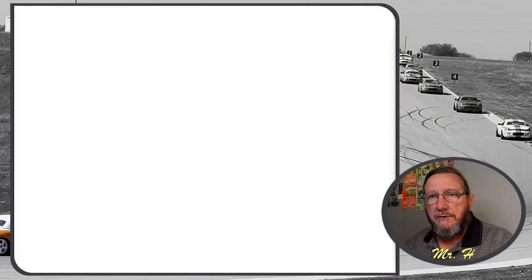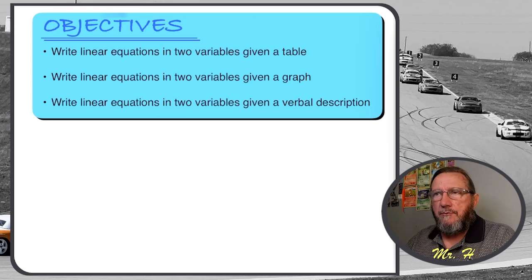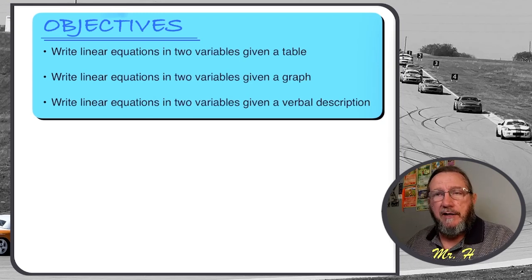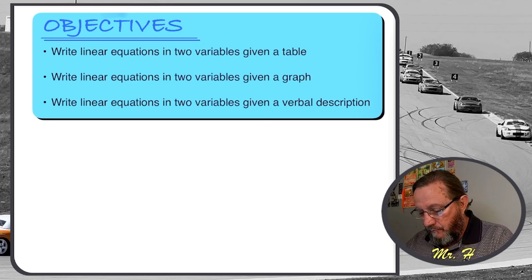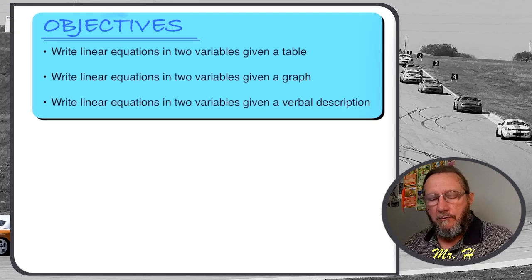Now, before we get started, let's take a look at what it is we have been studying here in Module 6. The first thing that's going to appear here on our screen are the objectives. Remember that we talked about writing linear equations given 3 different types of scenarios. You can see them here on the screen. Writing linear equations when you're given a table of values, writing linear equations when you're given a graph, and the one we spent the most time on, writing linear equations in 2 variables given a verbal description. Those 3 different types of scenarios were what we discussed.